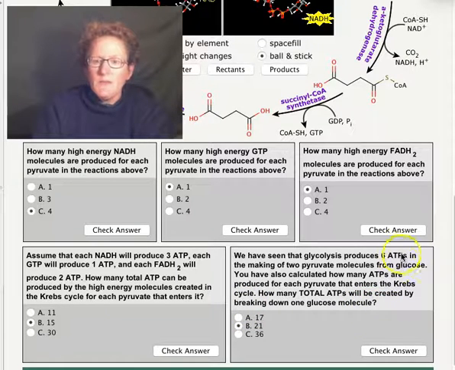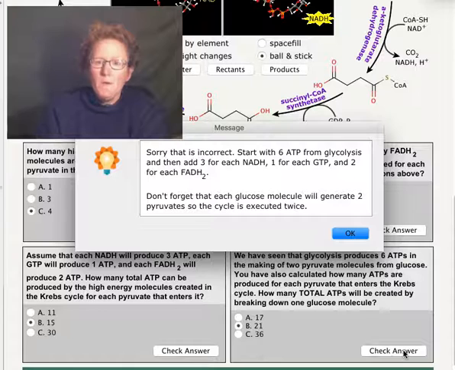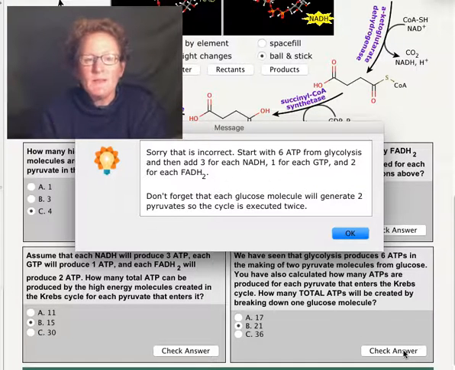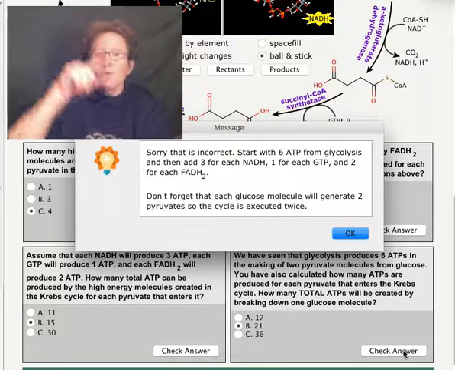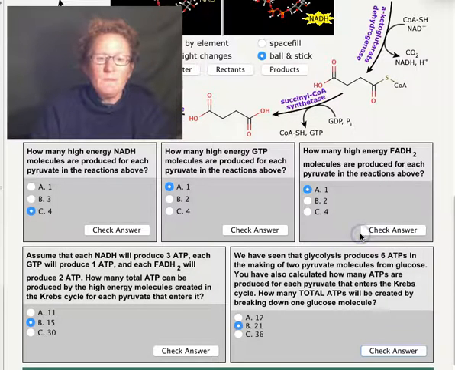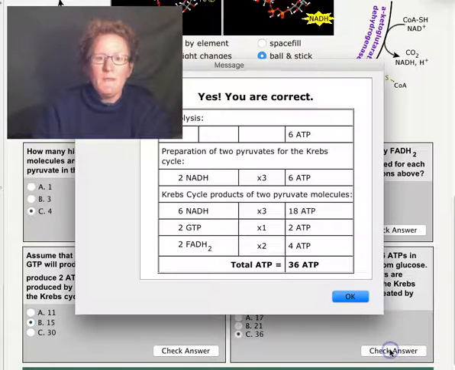It's very tempting to say, okay, 6 from glycolysis plus 15, that's 21. Let's see if that works. No, because we've got 2 pyruvates from glycolysis coming into the Krebs cycle, so we do 2 Krebs cycles for every glucose. So we actually get 15 times 2 plus 6. So 15 times 2 plus 6 equals 36.